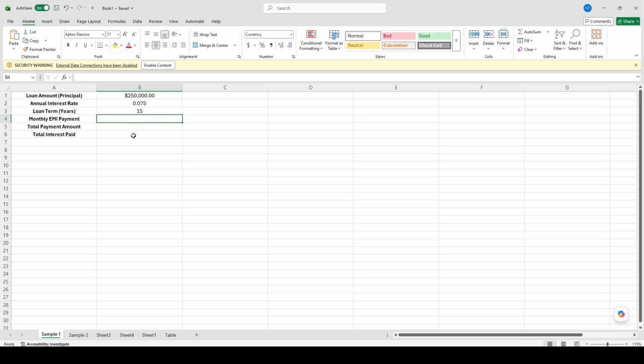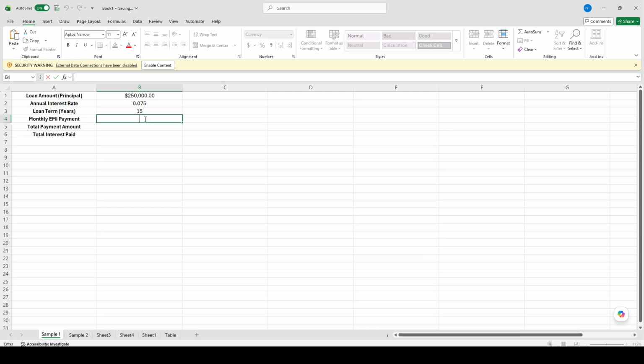First, click on cell B4. This is where we will calculate the monthly EMI payment. EMI stands for Equated Monthly Installment, which is the fixed amount you pay every month toward the loan. It usually includes both the principal repayment and the interest charged by the lender.